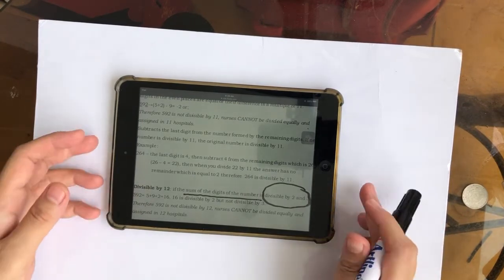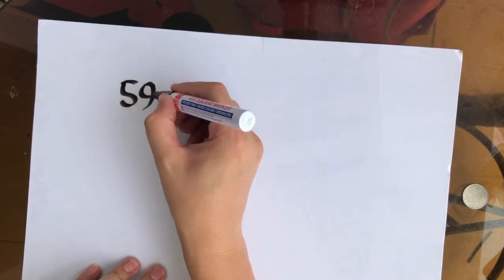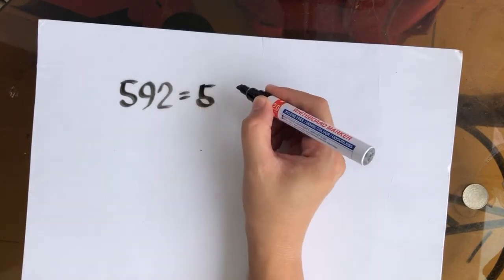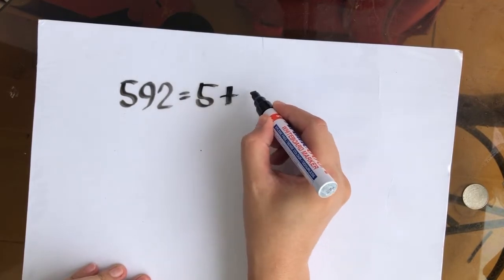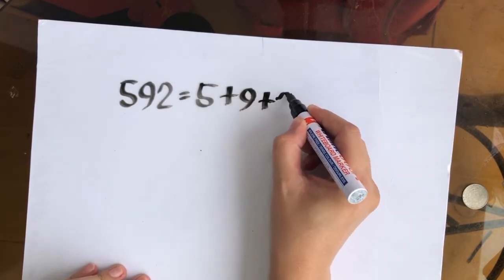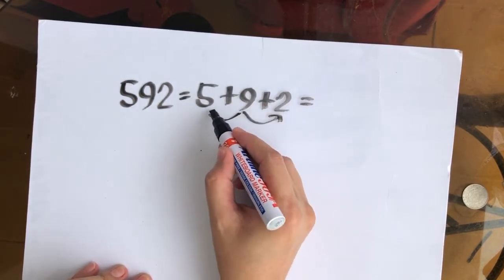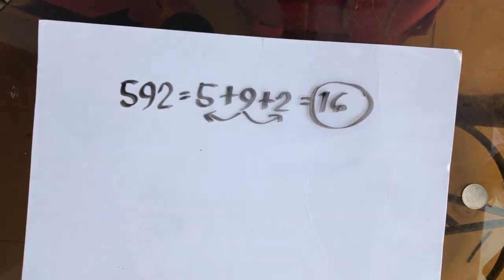Magka-add lang tayo ng kanyang mga digits. So, let's use the same number, 592. So, 592. Sabi daw, kailangan na natin siyang i-add. Baka malito kayo. So, we have there 5 plus 9 plus 2. So, 9 plus 2, 11 plus 5, 16. Okay? So, 16 ang total ng kanyang digits.